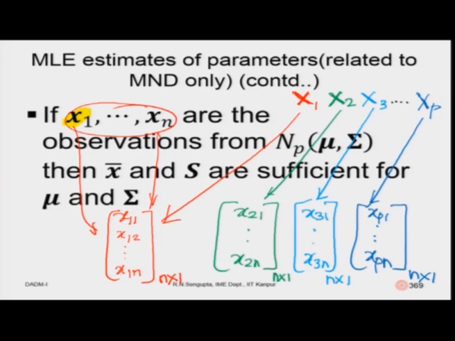So, if x1 to xn are the observations from the multivariate normal distribution with the mean mu bold, this is a vector of size p cross 1, and this is the covariance matrix. So, I just highlight it.